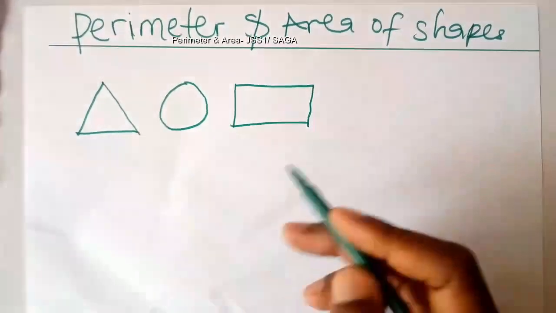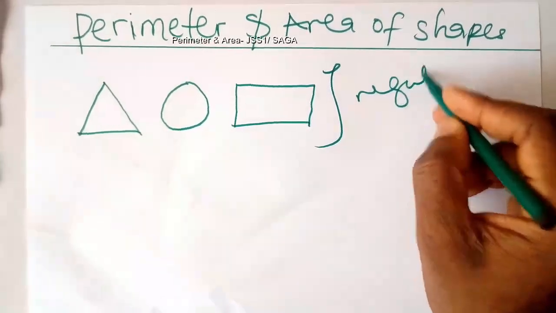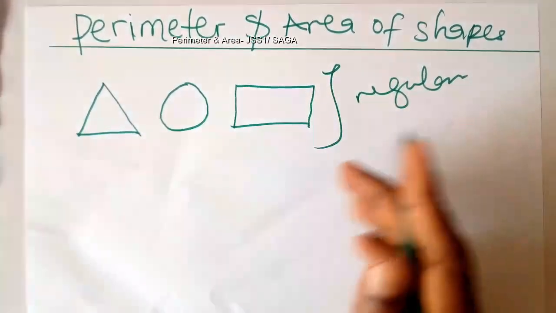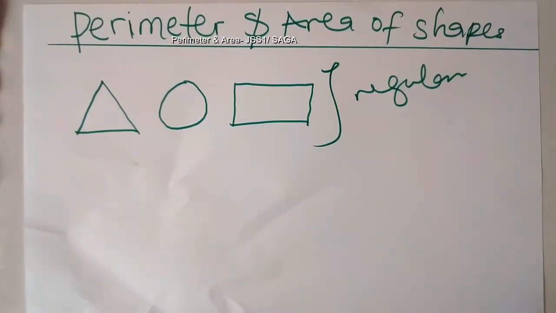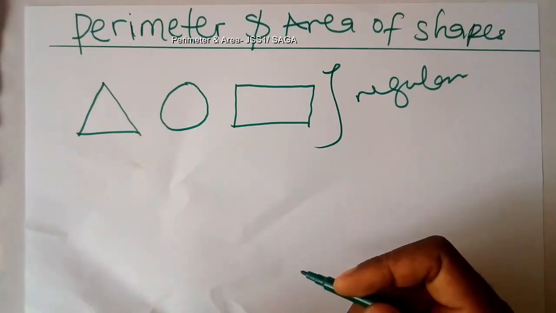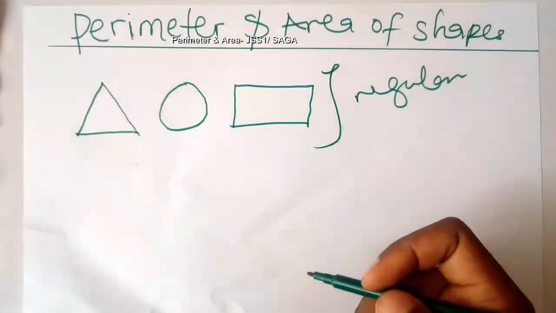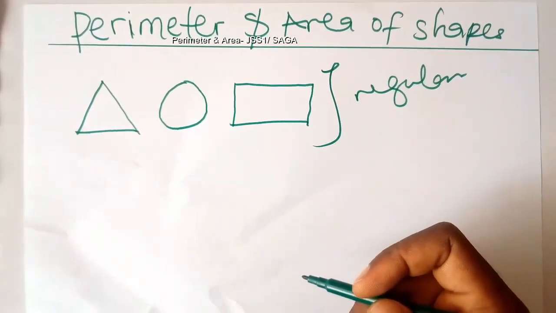Any shape that has a name that we can call, they are regular, like parallelogram, kite, rhombus, square. They are called regular shapes, and we can find their area. We are coming to that.